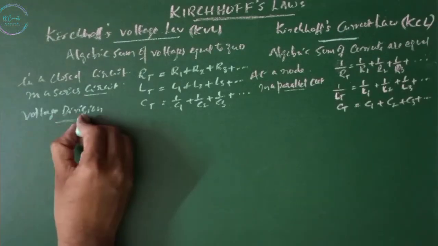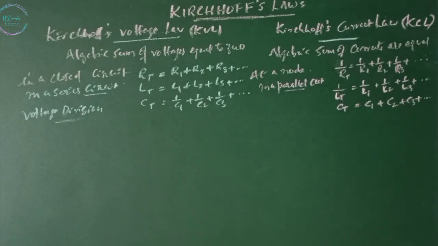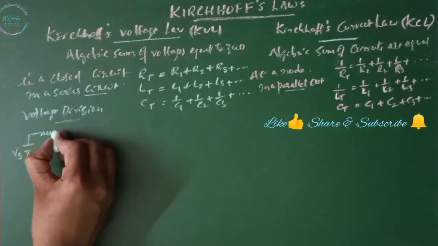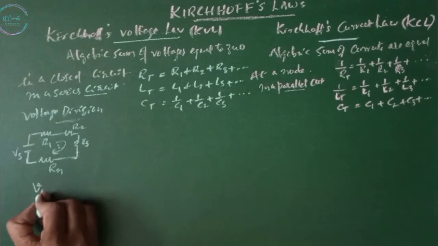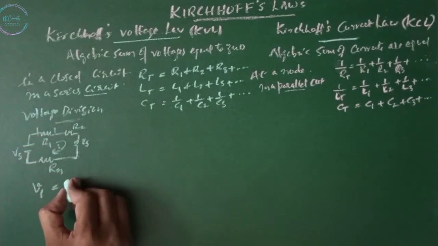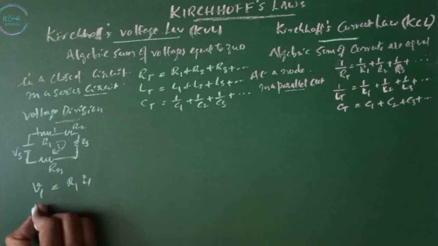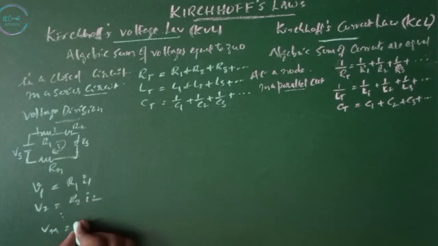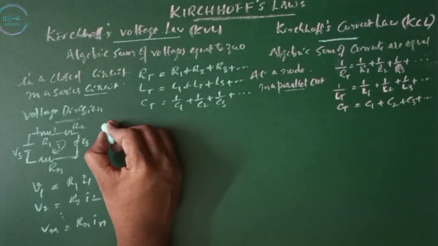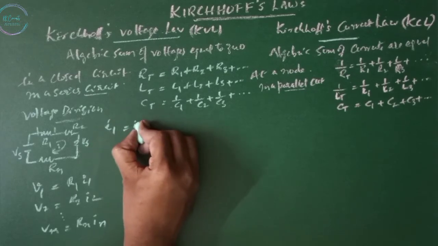Voltage division. The series circuit acts as a voltage divider since the same current flows through each resistor. The voltage drops are proportional to the value of the resistors. V1 equals the resistance R times the current, so V1 equals R1 I1, V2 equals R2 I2. Similarly, if you write Vn equals Rn In.